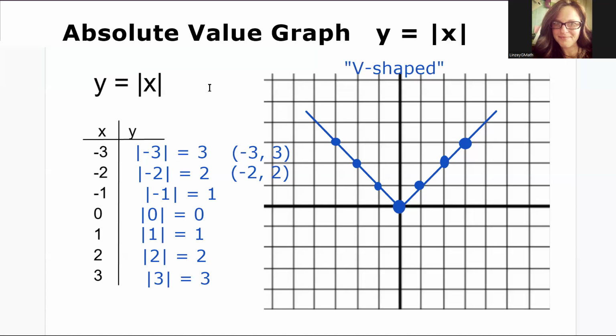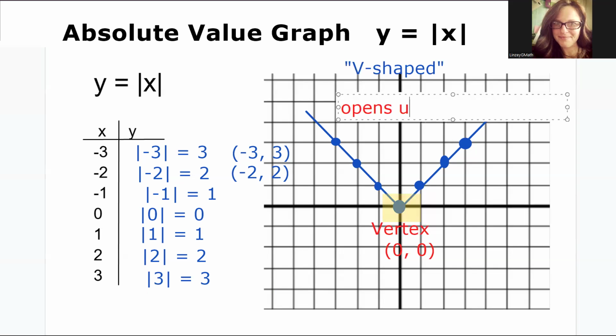We'll take a look at some key features. We have our vertex, the point of our V. And the vertex for our function here is 0, comma 0. We would also describe this absolute value graph as opening up.